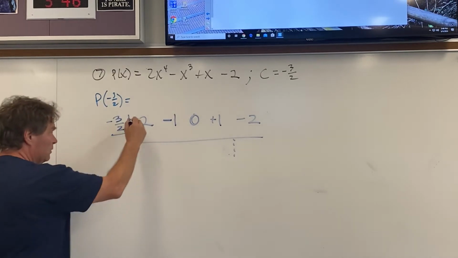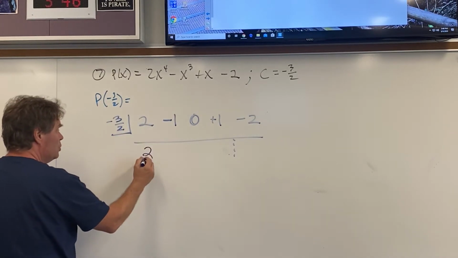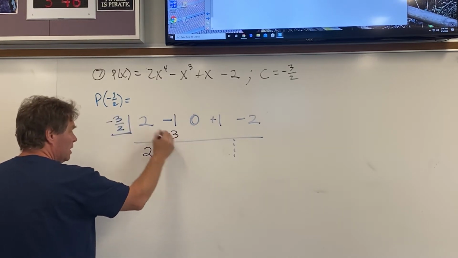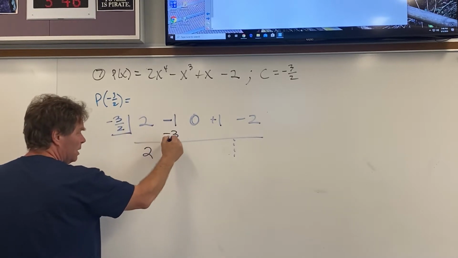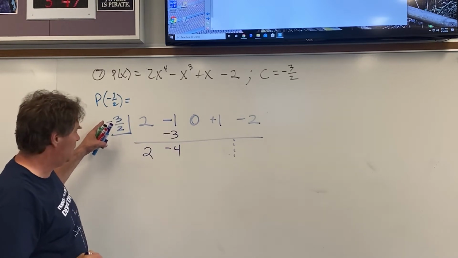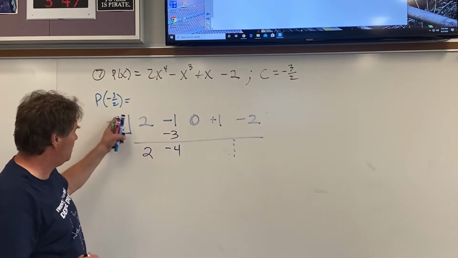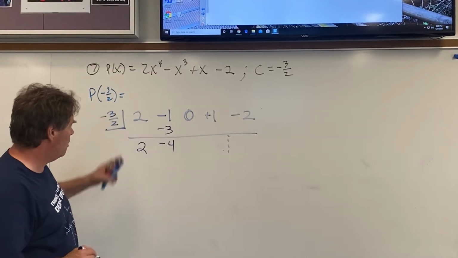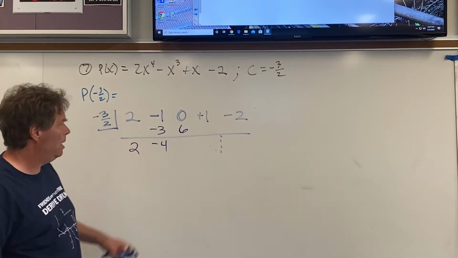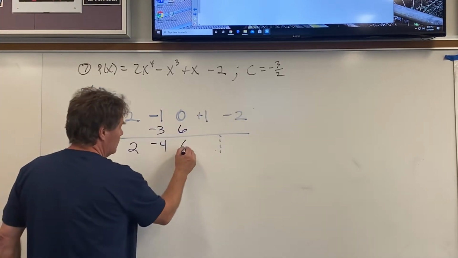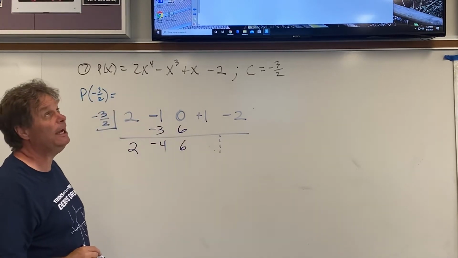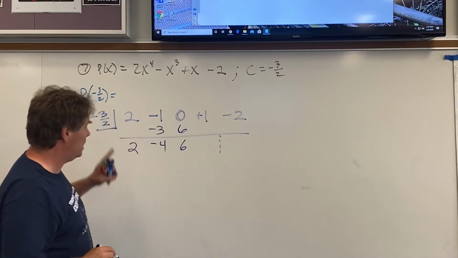That consists of bringing this guy down below the line, then multiplying. 2 times -3/2. Well, the 2 upstairs and the 2 downstairs cancel. You just get -3. Add those together. -1 and -3 is -4. Multiply that. Negative times negative is going to be positive. It's like 4 over 1, so it's 4 times 3 on the top, 12 over 2, which is 6, which goes there. Then add those together. 0 plus 6 is 6. 6 times 3/2, again, that's 18/2, which is 9, and it's a positive times a negative, which is a negative.